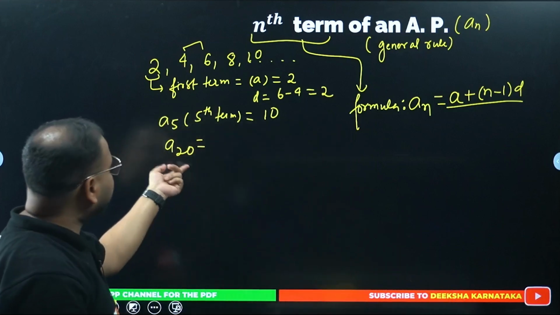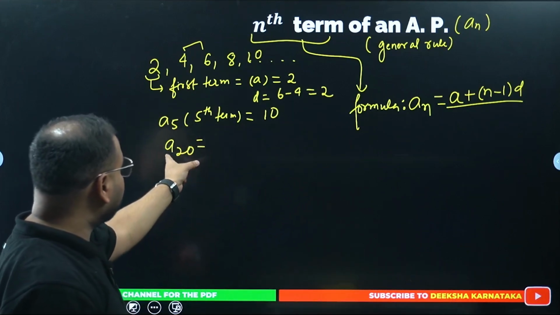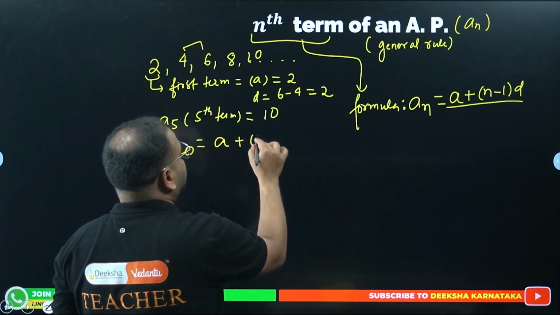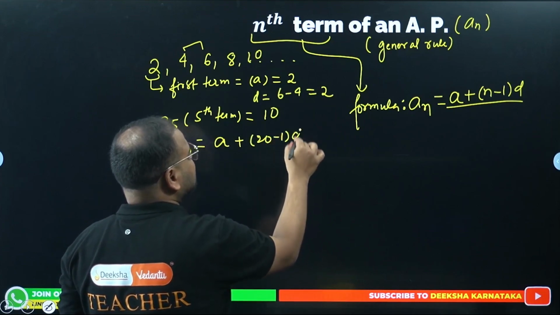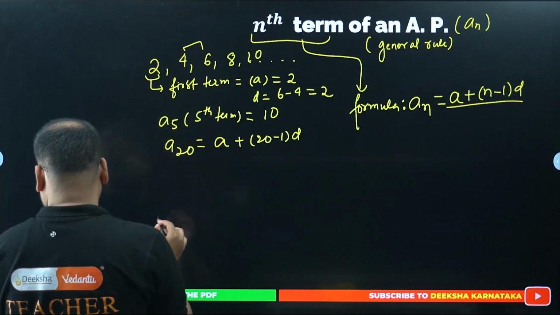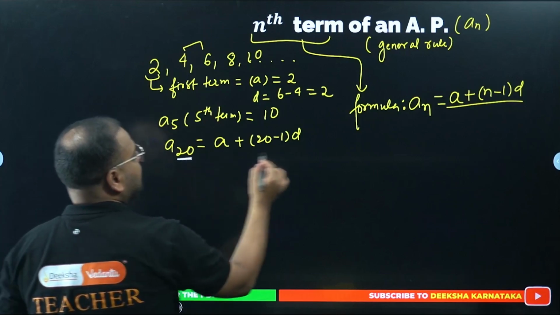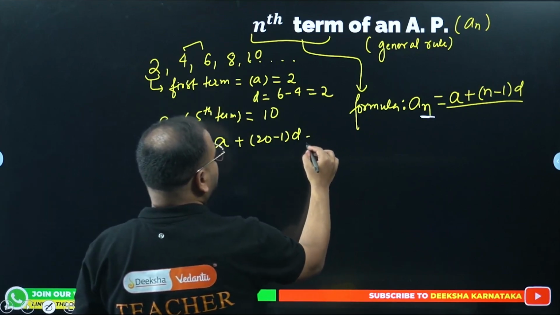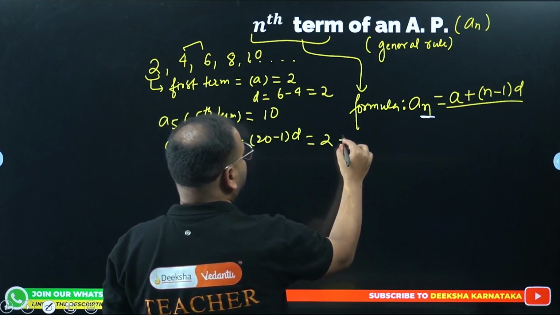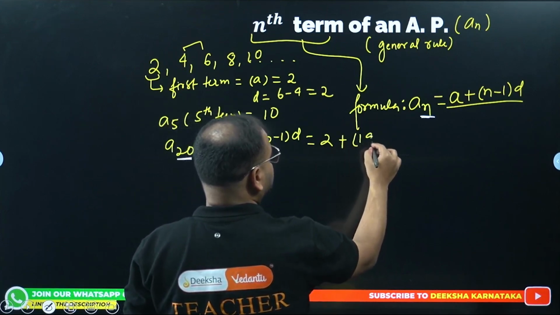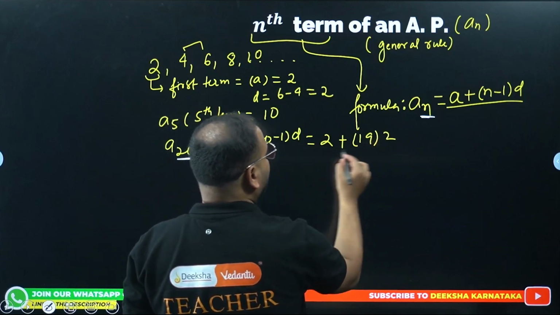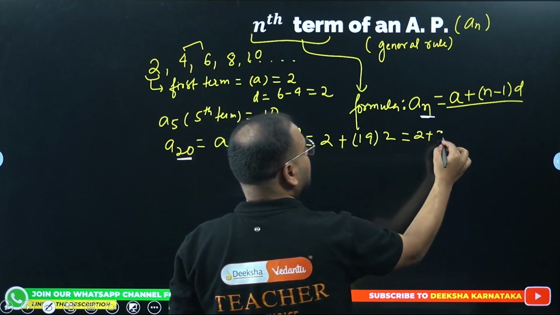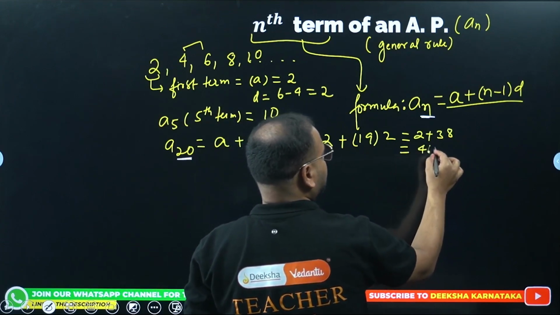So if I have to find A20 using this formula, how will it look? A plus 20 minus 1 times d. Why 20 minus 1, sir? Because n, compare here, 20 and n. n is given as 20. So if we proceed with this step, how much will I get? A is 2, and 20 minus 1 is 19, and d is also 2. My answer would be 2 plus 19 into 2, which is 38. Answer is 40.